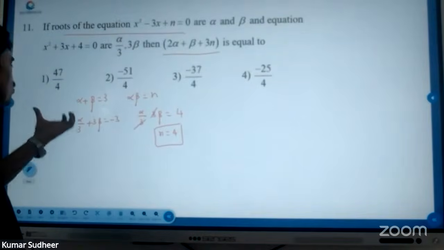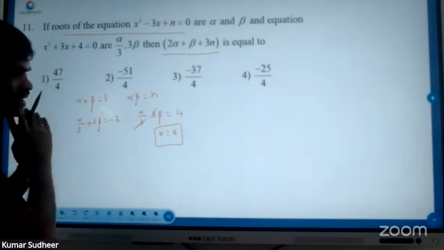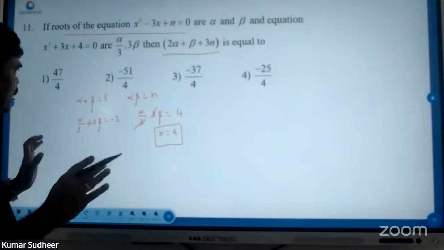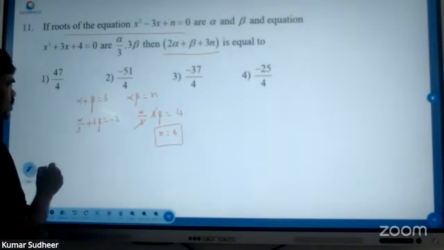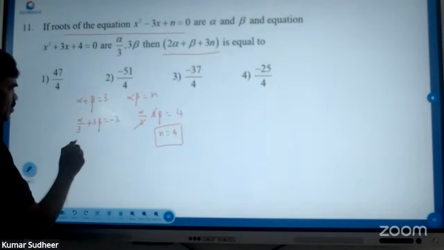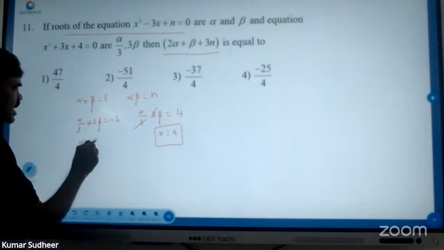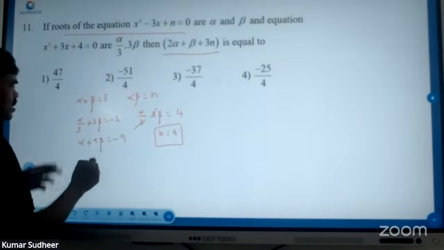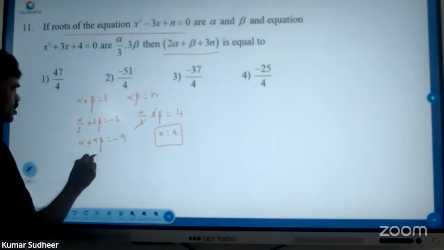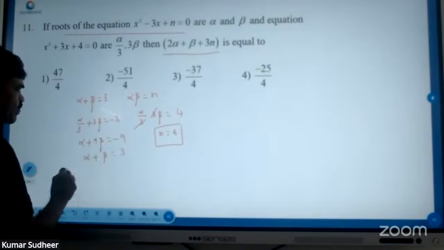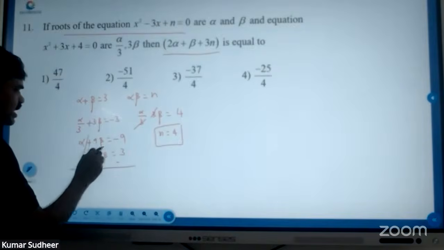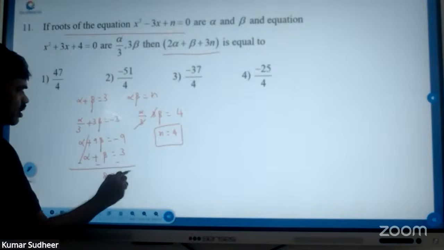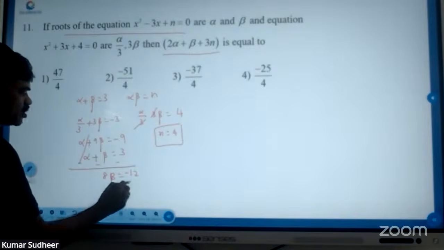Now solve these two equations to get the value of alpha and beta. More than easy, the question cannot be asked actually. This is the easiest problem if I say. So we can either substitute beta or this one. If I take LCM, alpha plus 9 beta is equal to minus 9. Now we will solve these two equations, alpha plus beta is equal to 3. So it is minus minus, so this will get cancelled. 8 beta is equal to minus 12. Beta is equal to minus 3 by 2.